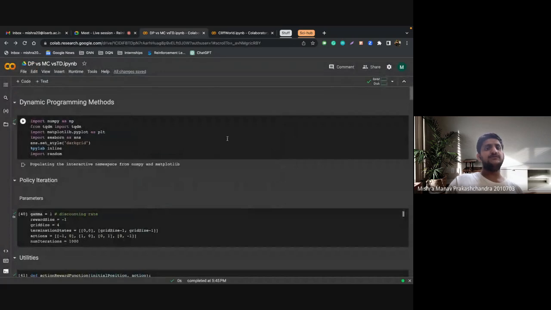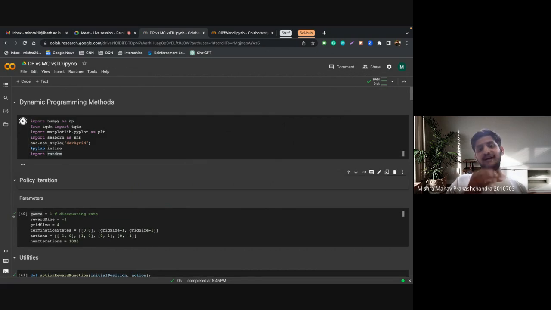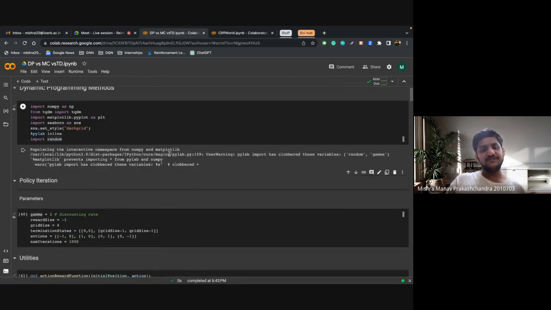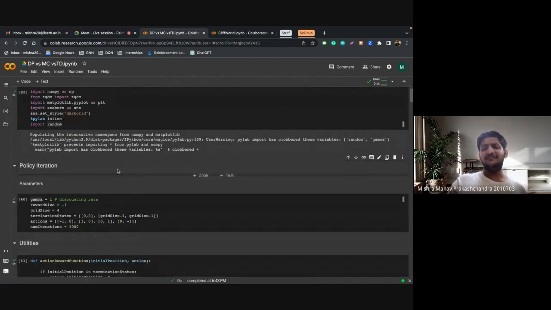Okay. So I am taking that same problem and have formulated it into a code wherein we'll solve it using a dynamic programming method. Okay. So first I'll import all the necessary Python functions. And here we are looking at policy iteration. I don't want to deal with value iteration right now because we know both are two different types of dynamic programming methods. So I'll stick with one dynamic programming method, which is the policy iteration.